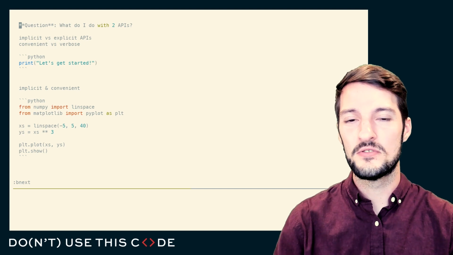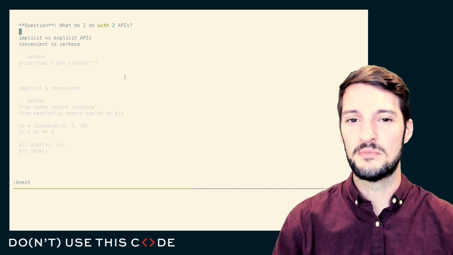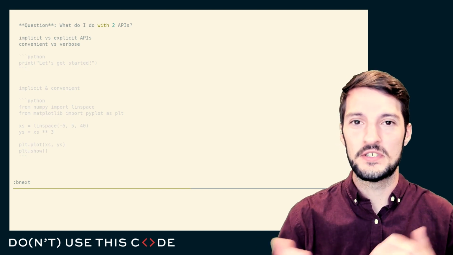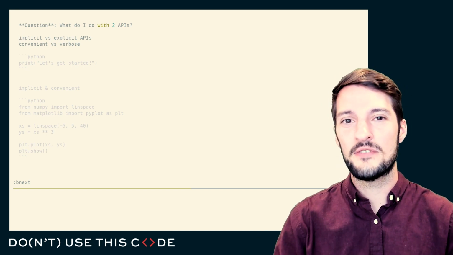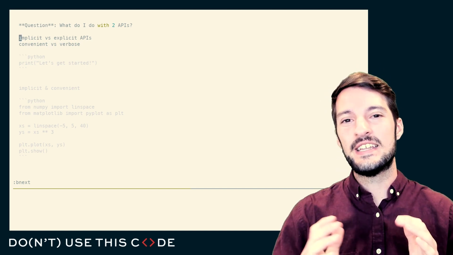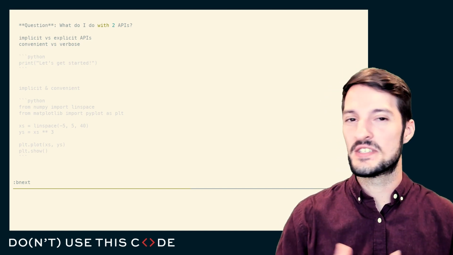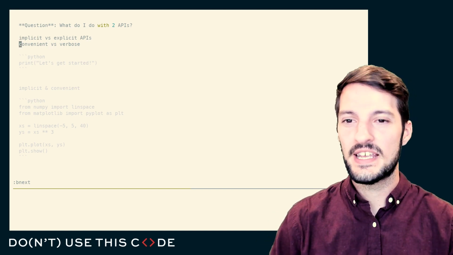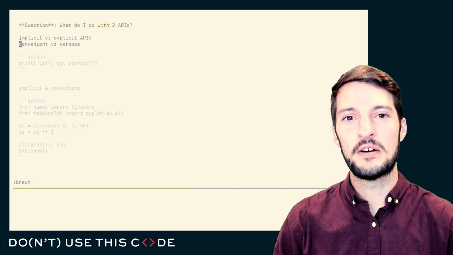Matplotlib has kind of this duality of APIs set up. You have this very implicit API, which is from PyPlot, and then you have a more explicit, more object-oriented API. In addition, there's a second dimension, a second layer that adds to this confusion. There's a convenience and a verbose layer.